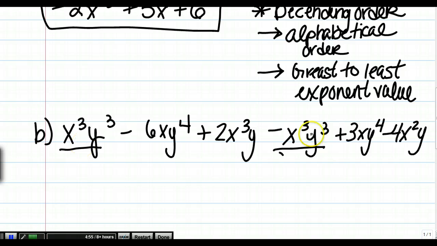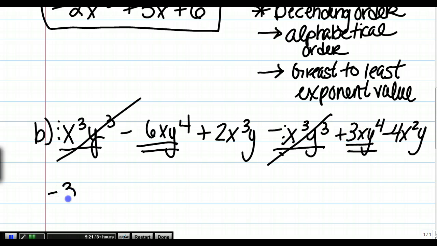What's going to happen to those? Well, this is really a 1 and this is really a negative 1. 1 minus 1, they go away. Let's look at this one right here. We have x to the first power, y to the fourth power. So when we look here, this one is the same. So we have negative 6 plus 3, which is negative 3xy to the fourth.